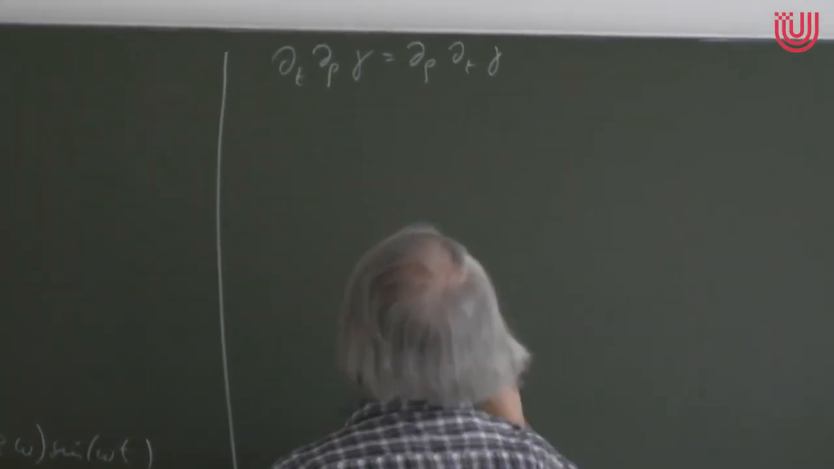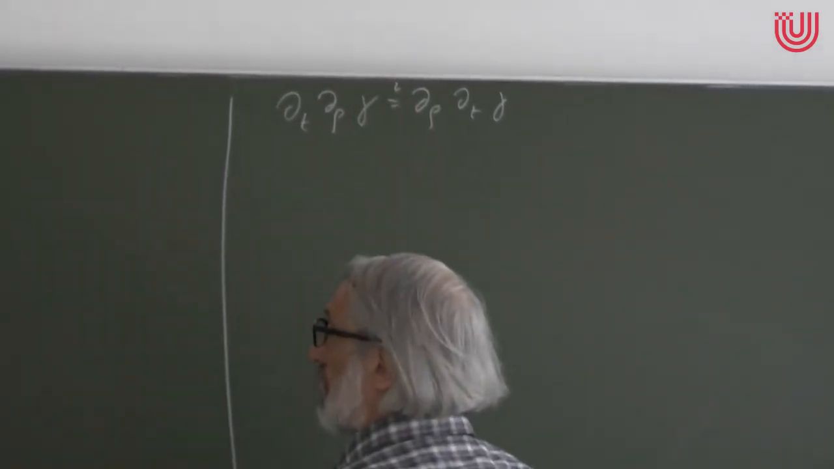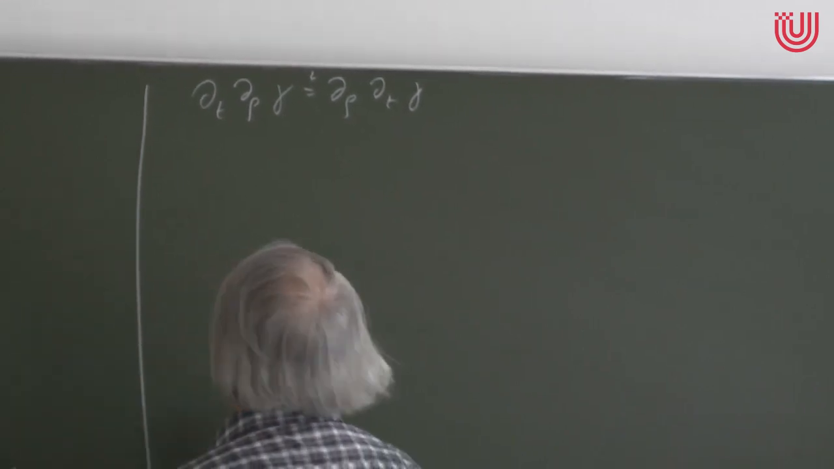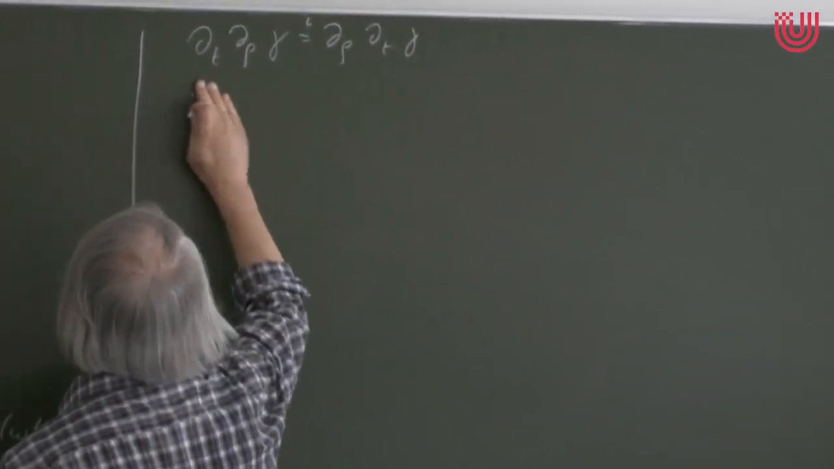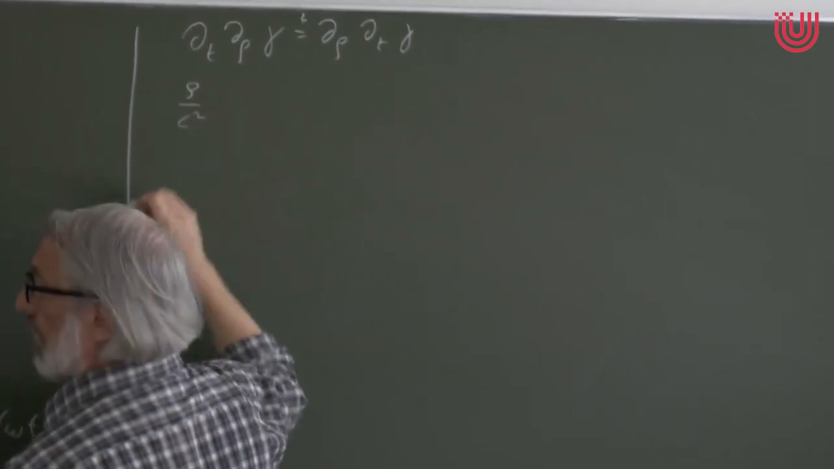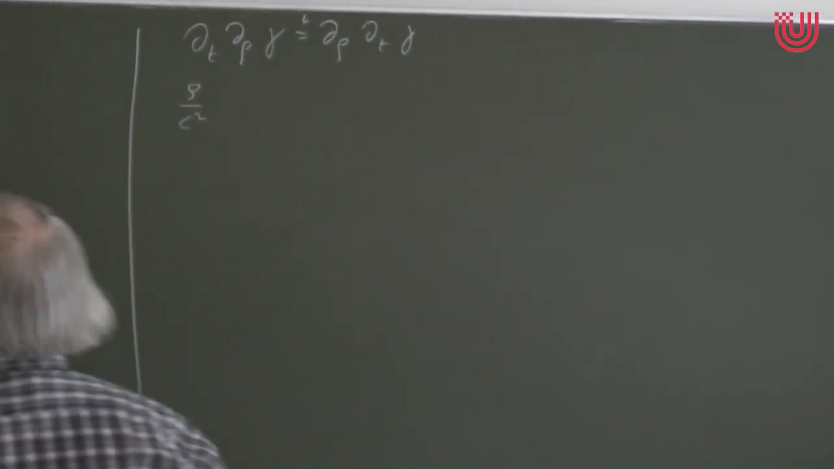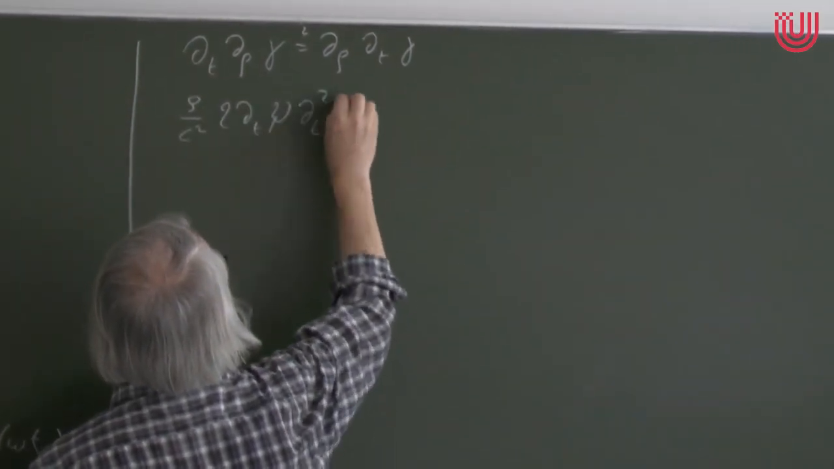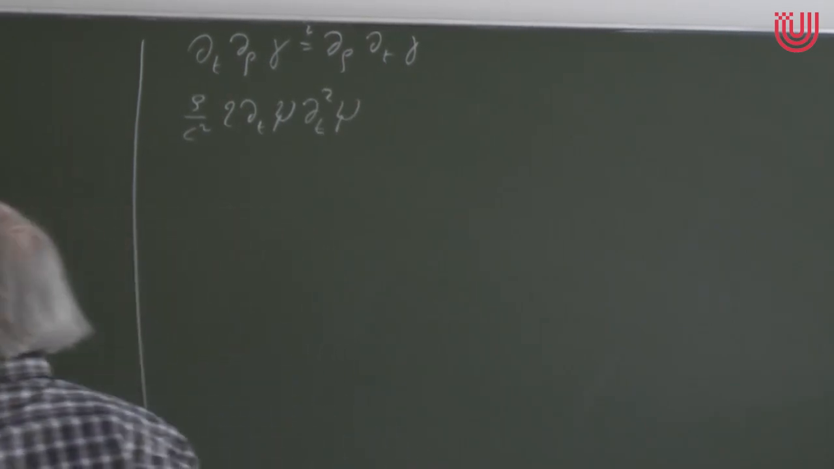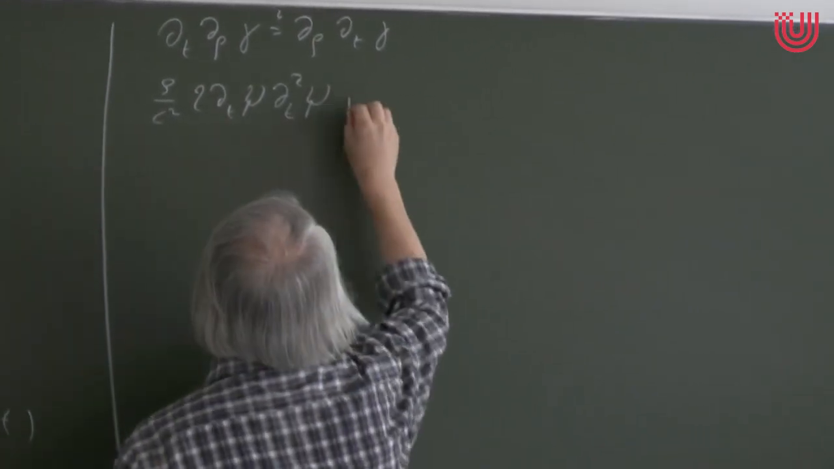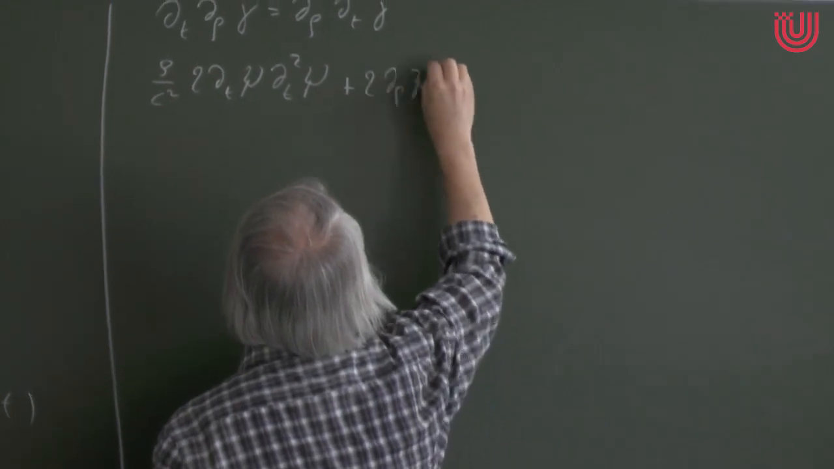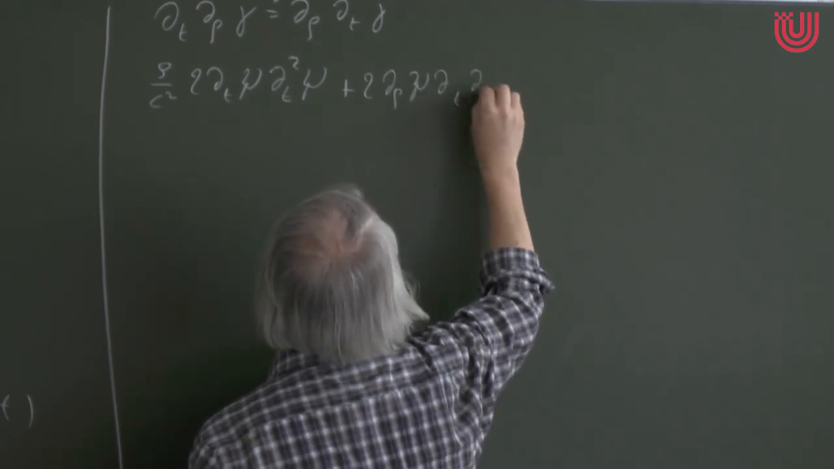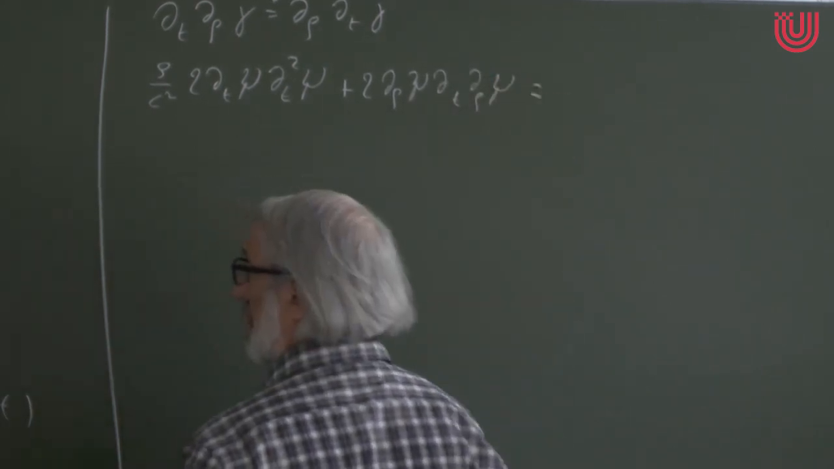Let's calculate, so that's what I want to know. That's the integrability condition. So I have to differentiate the first expression with respect to t. Then I get rho over c squared. If I differentiate this with respect to t, I get 2 dt psi times the second derivative, and here plus rho 2 d rho psi dt d rho psi. That's the left-hand side.